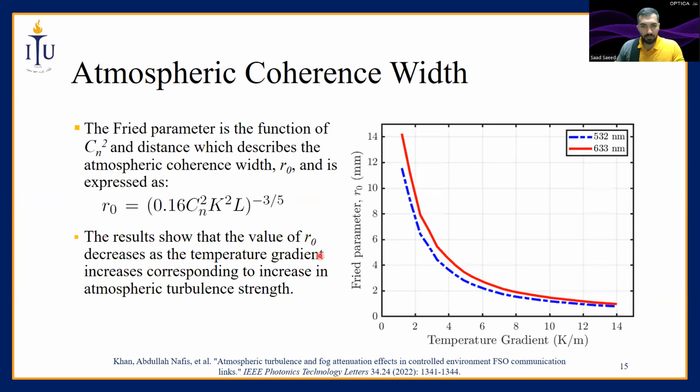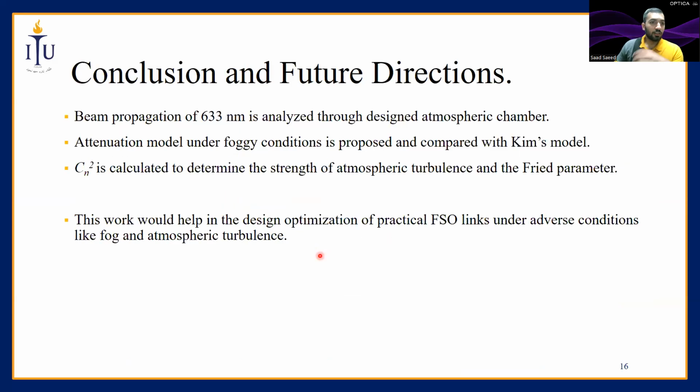So that's it for my presentation. This is the conclusion and some future direction. What we have done is that beam propagation of 633 nanometers is analyzed through a designed atmospheric chamber. The fog attenuation model is proposed and compared with Kim's model, with 1.5 times more attenuation in our proposed model.